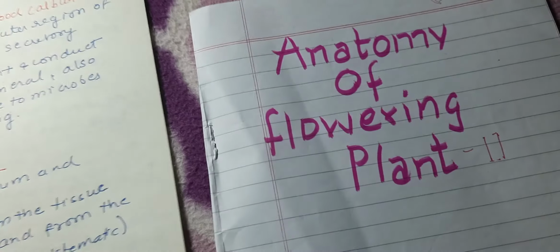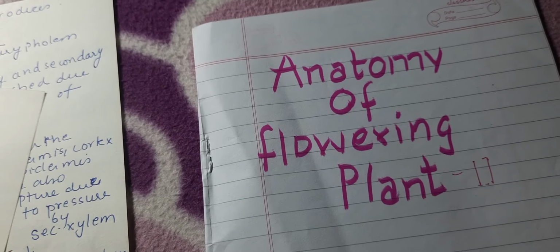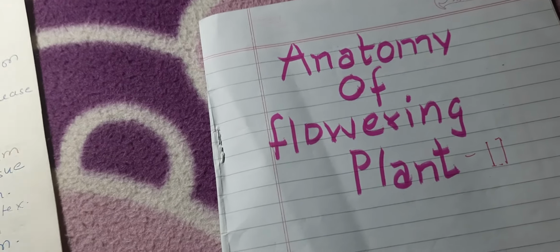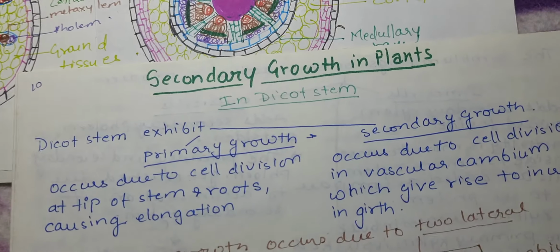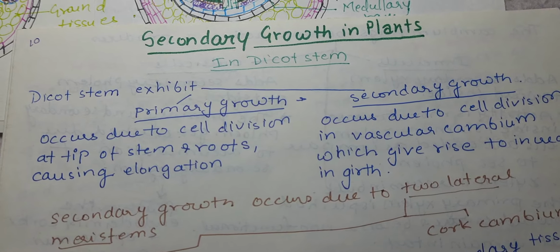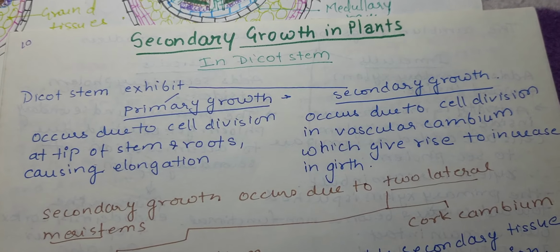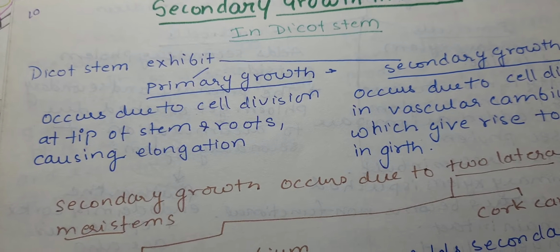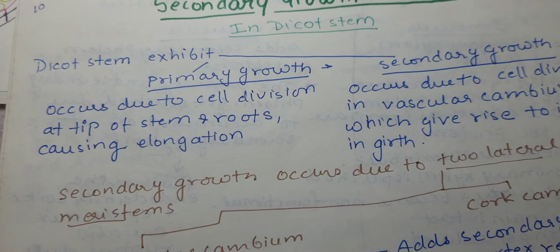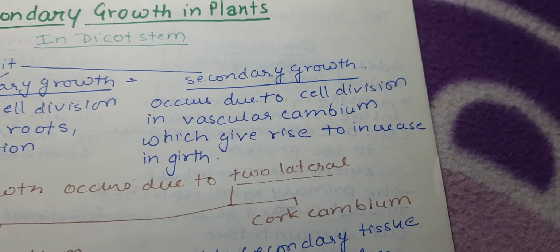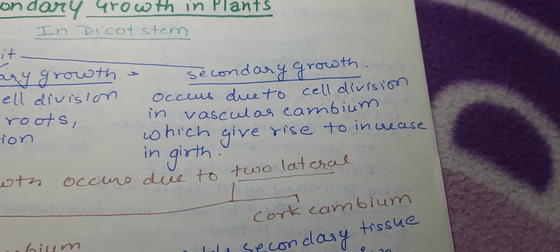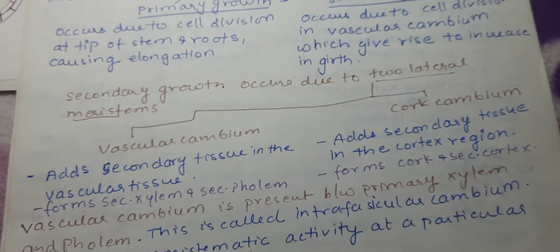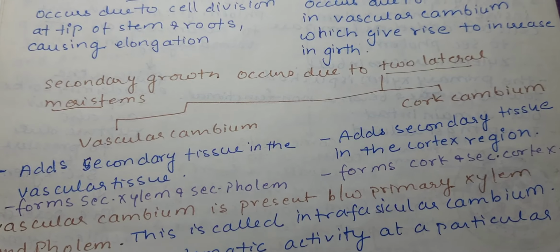The next part is the secondary growth in the plant. First we will discuss the dicot stem. They exhibit, even the root, primary growth and secondary growth. Primary growth occurs due to cell division at the tip of root and stem causing elongation, whereas secondary growth occurs due to cell division in vascular cambium and gives rise to increase in girth. So secondary growth occurs due to lateral meristem.